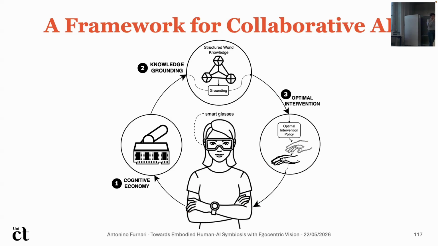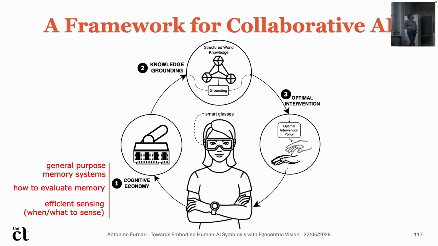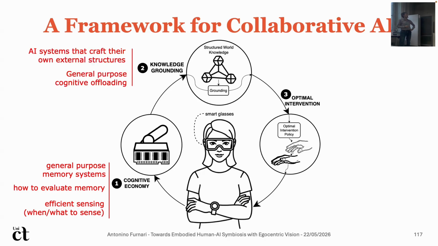Before closing, I think that these three challenges are something that will get us closer to the goal. At the same time, I think there are still lots of open questions. So, for instance, how do we build a general purpose memory system? We were talking about this over lunch. I mean, it's an open problem. How do we evaluate memory exactly? And how do we create really efficient sensing? How do we decide when or what to sense?